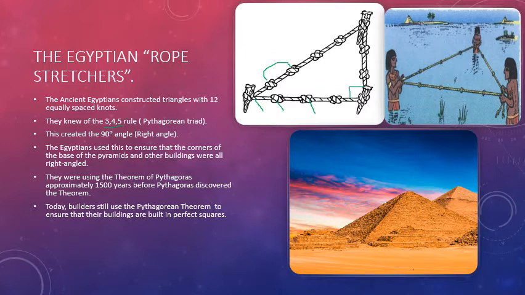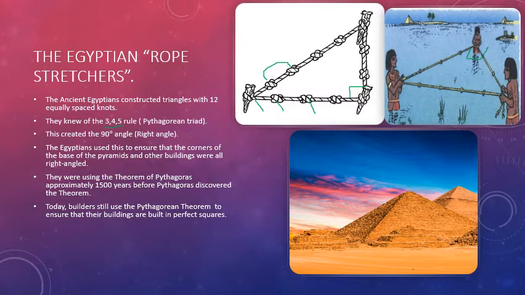So what they did was they stood stretching the rope, ensuring that there was 3, 4 and 5 knots in between the people, similar to the 3-4-5 rule by Pythagoras, and that would create a 90-degree angle. The Egyptians used this to ensure that the corners of the base of the pyramids that they built and other buildings were all right angled.